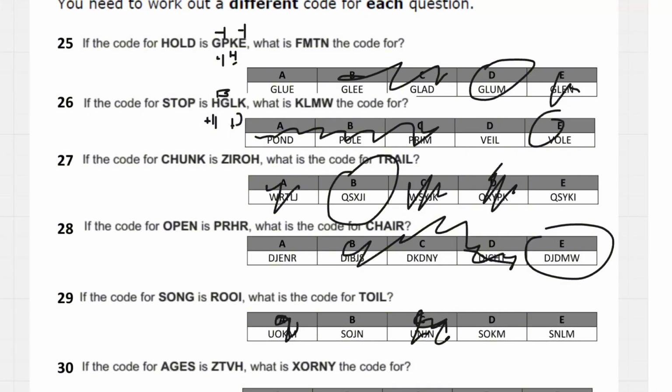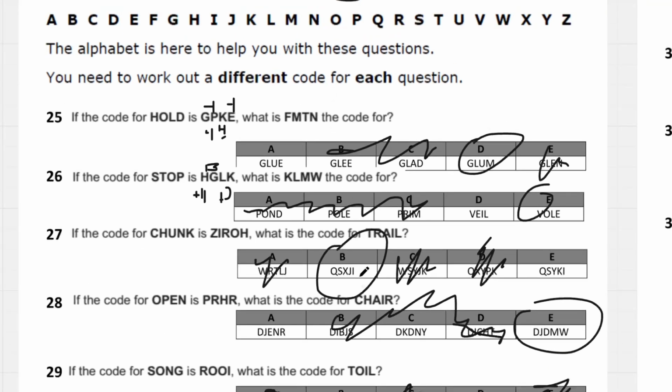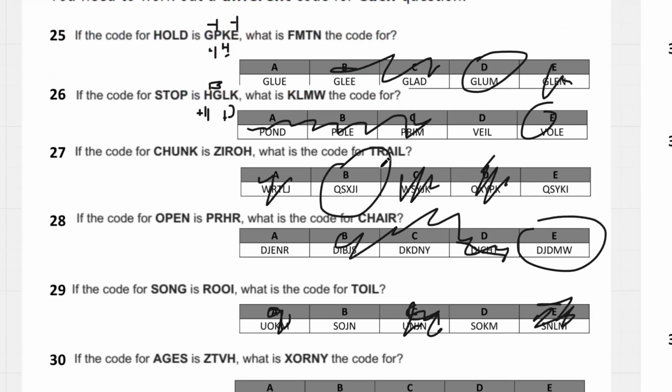Then we end up having O to O, that stays the same, S-O, cross that one out, and then N to O will be plus 1, I plus 1 will be J, so we get S-O-J.